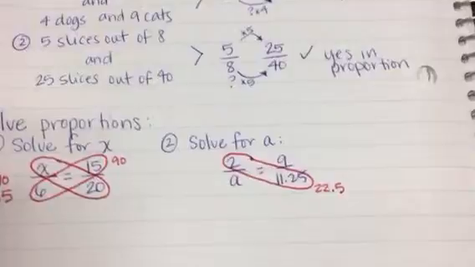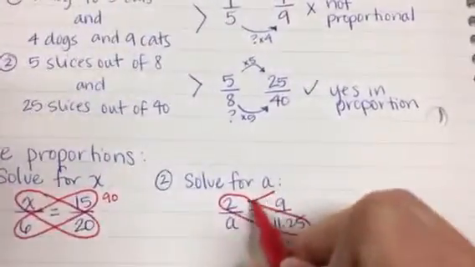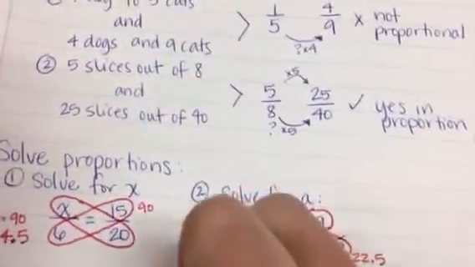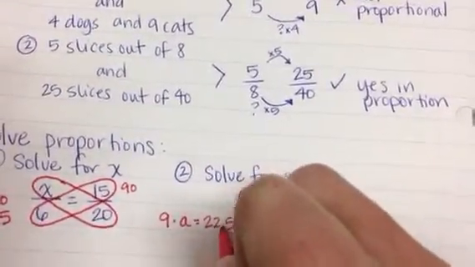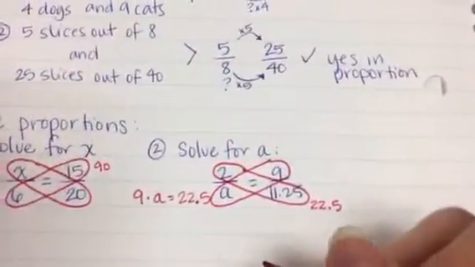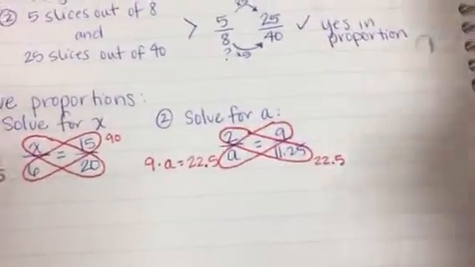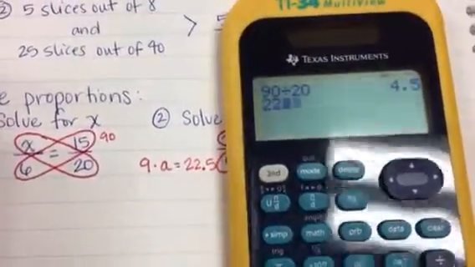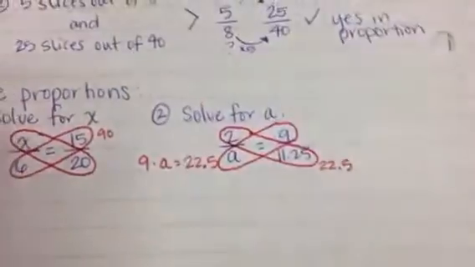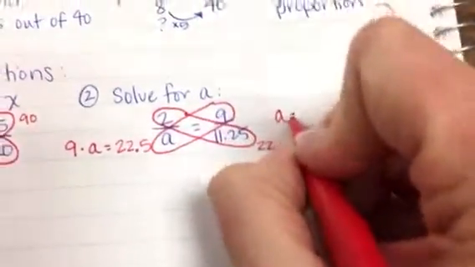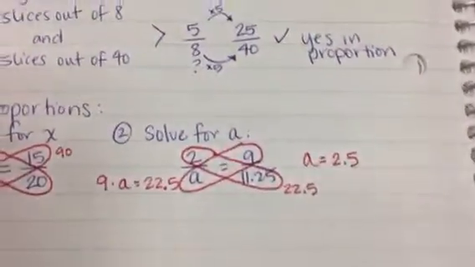Sorry, guys. And then 9 times a would have to equal 22.5. So if I want to work backwards, I'm going to do 22.5 divided by the 9 that I have. And that tells me that a has to be equal to 2.5.